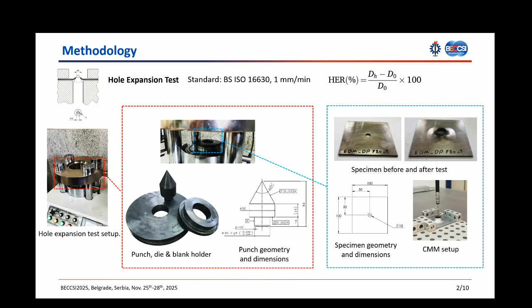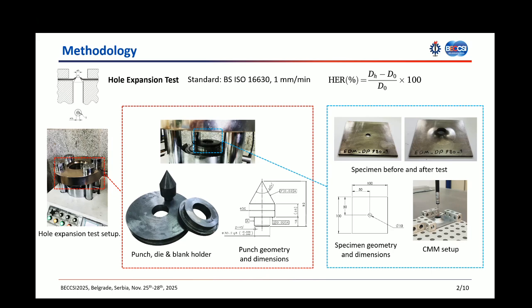First, we perform comprehensive hole expansion tests on DP 590, DP 980, TRIP 980, SPFC 440, and DC06 steel with the hole prepared by laser, water jet, and EDM cutting methods. All tests followed the ISO 16630 standard using a constant punch speed of 1 millimeter per minute. In this method, the punch expands the existing hole until the first crack appears.